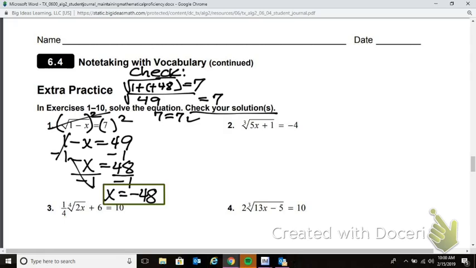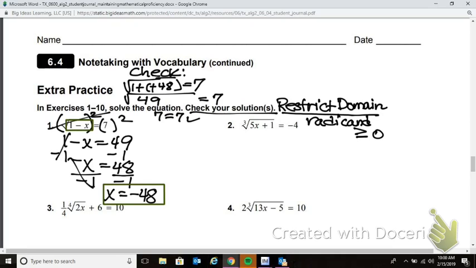Okay, last step. It doesn't tell us to, but let's restrict the domain. What does that mean? That means setting the radicand greater than or equal to 0. I can write that here if you want me to. The radicand needs to be greater than or equal to 0. So the radicand, remember, is the expression that's underneath the radical in your original equation. So that was this 1 minus x again.